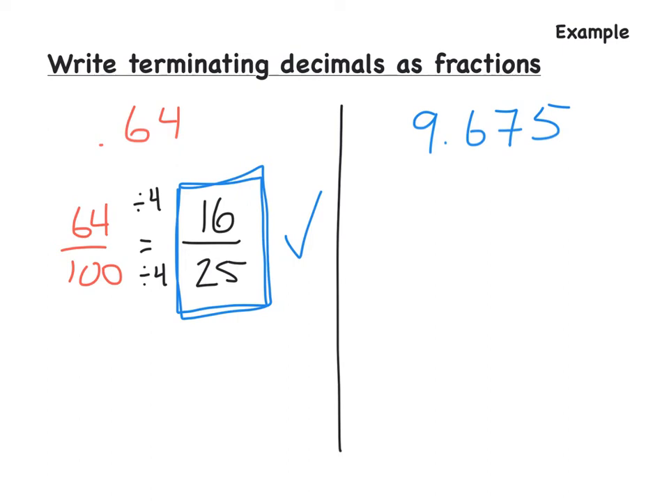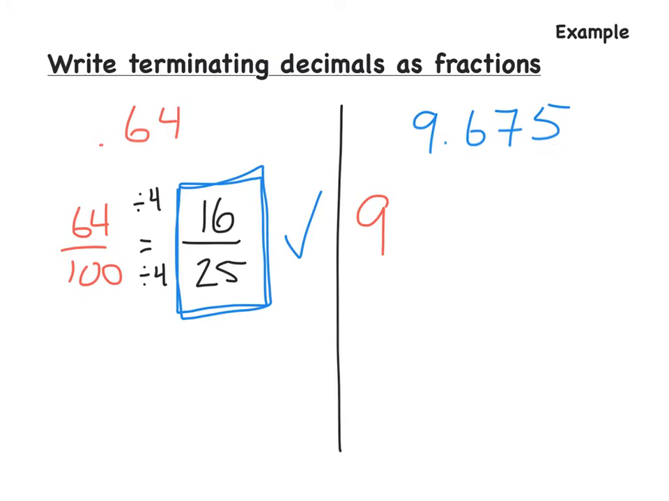Now if we look at the next one, we have 9 and 675 thousandths. So this is thousandths. The one thing that we can do, we don't really have to do anything with this 9, so we can just put it off to the side. So we just have 9 off to the side. Now we need to figure out how to write 675 thousandths as a fraction.